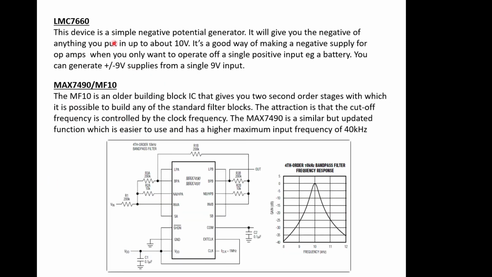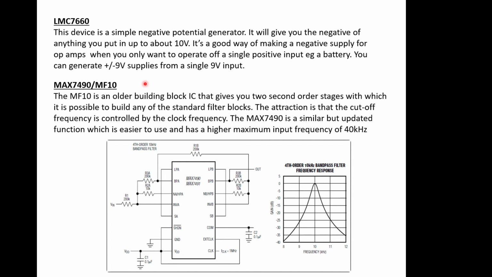And just to finish this off, there are a few other devices. You can buy an LMC7660, which is quite common, and it just generates a negative potential. If you want to generate a negative supply, buy one of these chips, plug it into your circuit, and it gives you a negative supply. Just need to check the current requirements of it though.